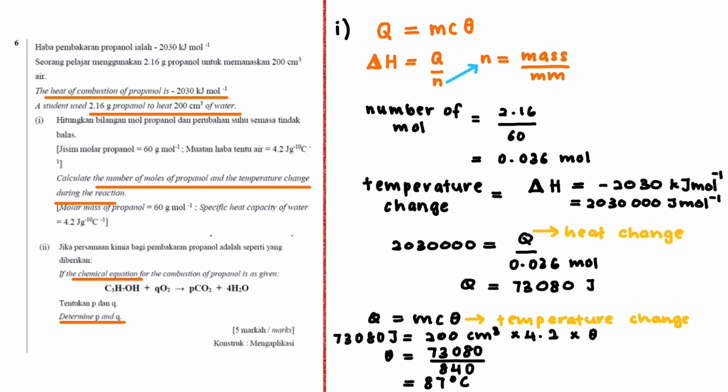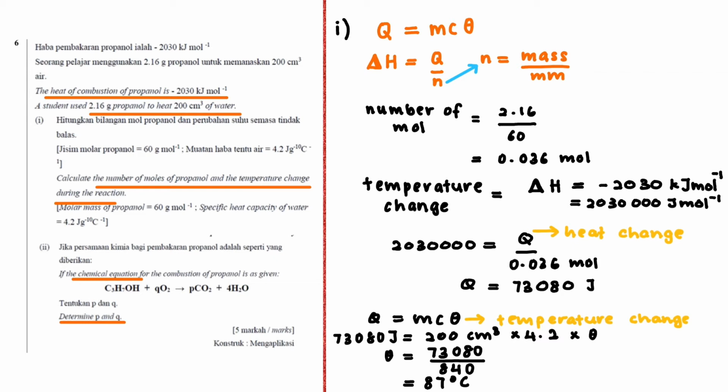The heat of combustion of propanol is negative 2030 kJ per mole. A student used 2.16 gram propanol to heat 200 cm3 of water. 6.1. Calculate the number of moles of propanol and the temperature change during the reaction. Molar mass of propanol is given 60 gram per mole. The specific heat capacity of water is given 4.2.